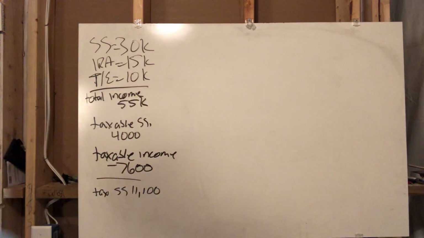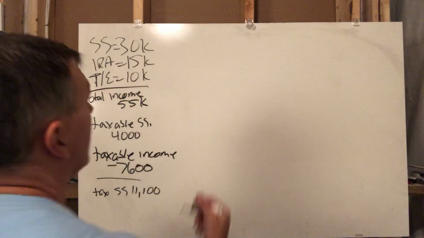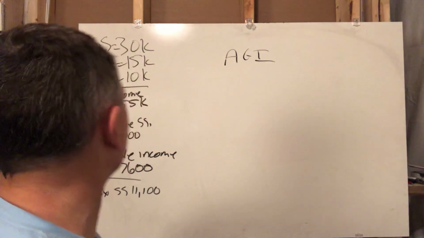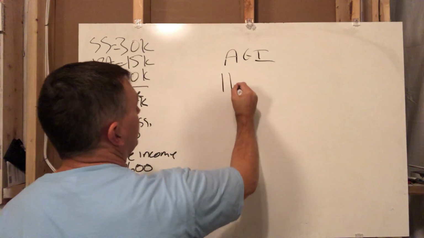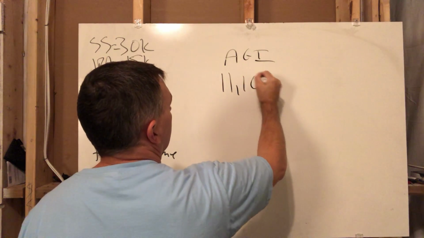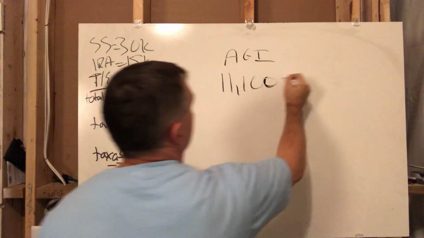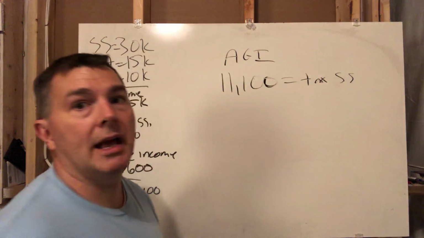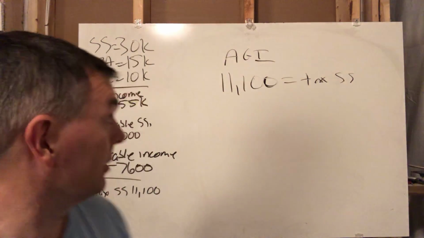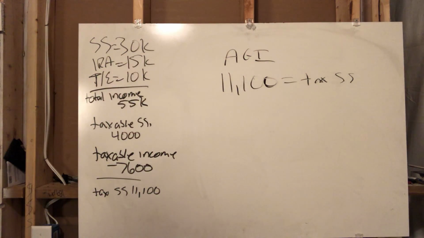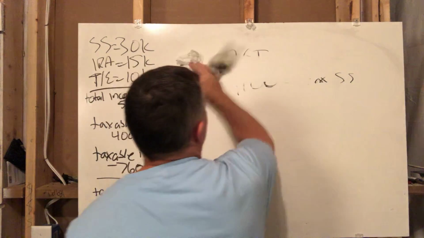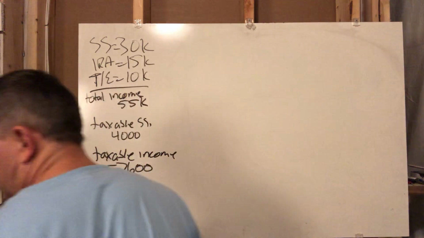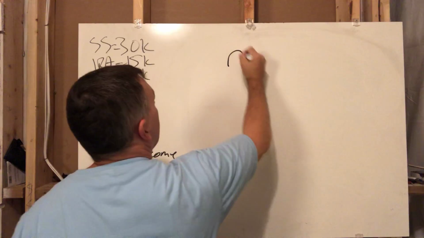If I can find my trusty old pen, here it is. Our AGI, Adjusted Gross Income. What we do is take our taxable Social Security, $11,100. That doesn't look very good, does it? Let me do that again. $11,100 is our taxable Social Security. There we go. I need a drier rag.